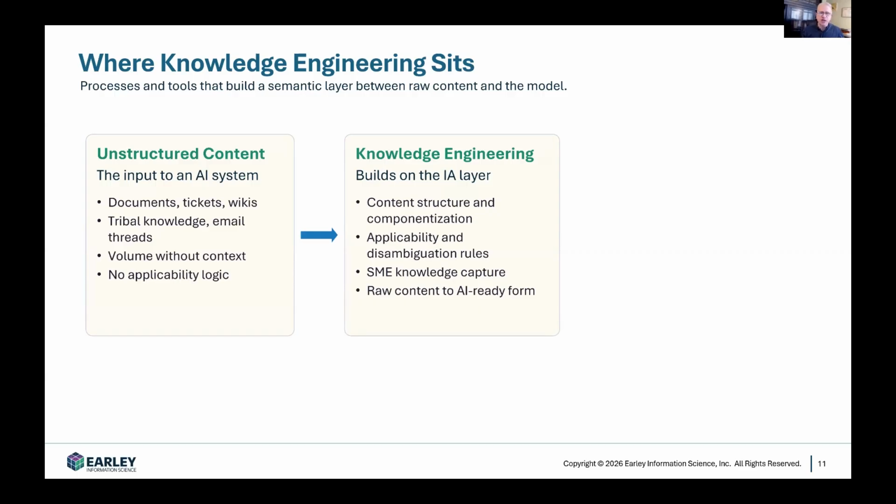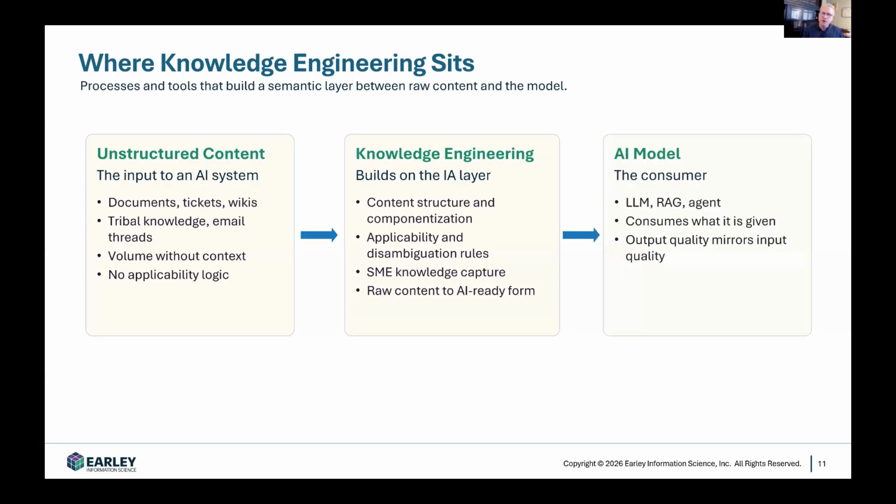Documents, tickets, tribal knowledge, email threads. What we do is we build on the content structure and we componentize that. And then the AI is the consumer of that. The large language model, the retrieval augmented generation, the agentic technology consumes the things that you give it. And without that knowledge layer, the quality is not going to be as appropriate as it needs to be, because again, we need to do this transformation before it reaches the model, right? We need to have the right inputs so that the model can retrieve those as appropriate.